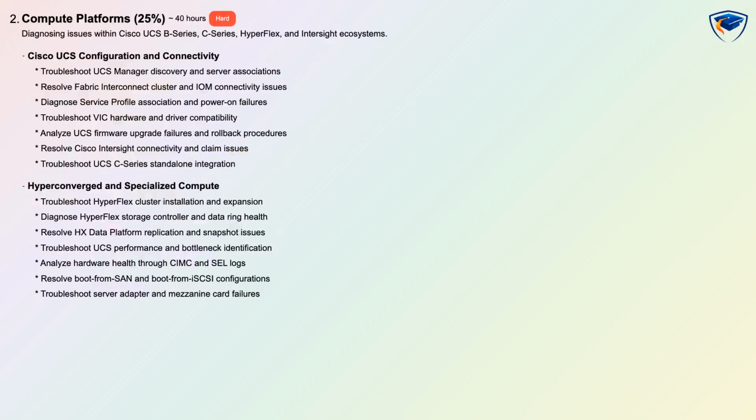Domain compute platforms is 25%, rated hard, with an estimated 40 hours of learning and hands-on plus conceptual assessment. This domain focuses on Cisco UCS B series and C series, HyperFlex and Intersight ecosystems, teaching you to troubleshoot UCS Manager discovery and server associations and resolve fabric interconnect cluster and IMC connectivity issues.